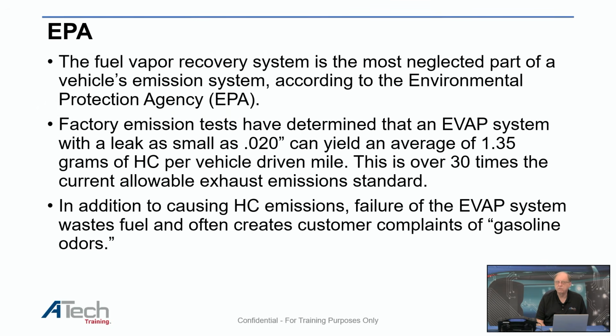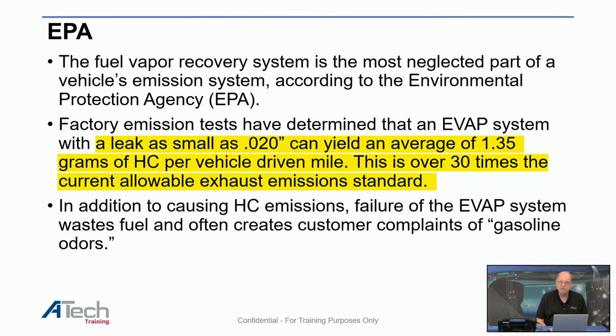The fuel vapor system is one of the most neglected parts of the vehicle's emission system, according to the Environmental Protection Agency. And I would agree with that. Most of us don't test the system at all unless we really have to. Factory emissions tests have determined an EVAP system with a leak as small as 20 thousandths of an inch can yield 1.3 grams of HC per driven mile. I'm just reading this for you. And it's over 30 times the current allowable exhaust emission standard. That means this thing can cause a lot of problems if it's leaking.